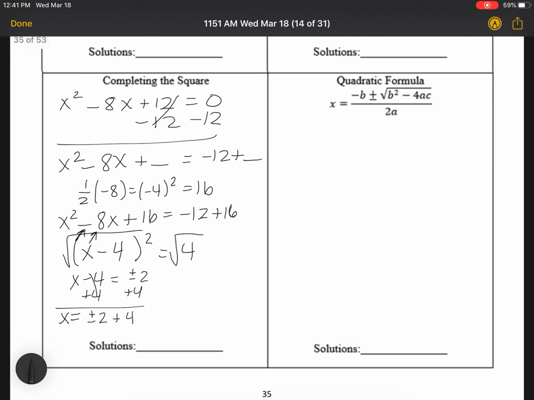So we're getting plus or minus 2 plus 4. So one solution is going to get a positive 2 plus 4, which is going to give us 6. Other solution is going to get negative 2 plus 4, which gives us positive 2, which is the same solutions we found using the other two ways above.